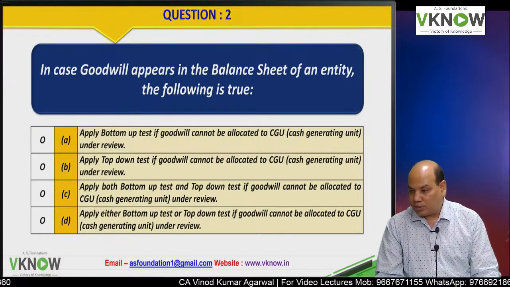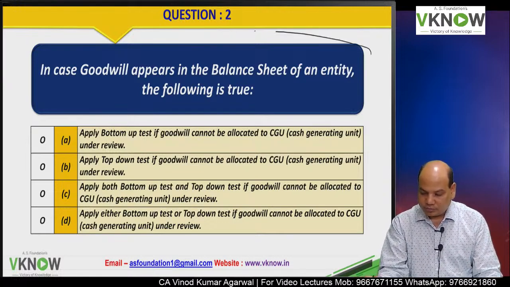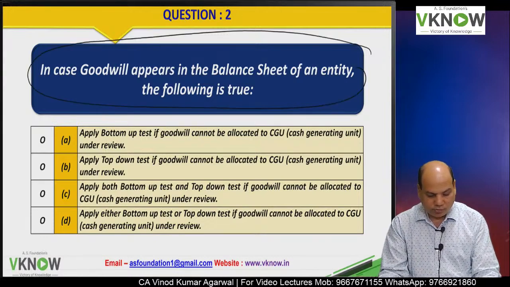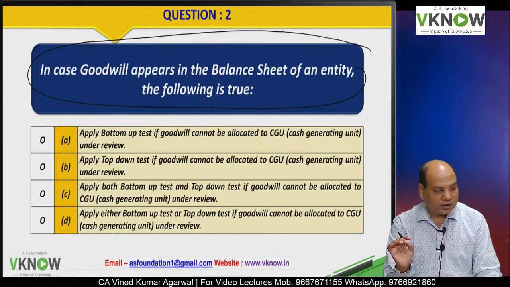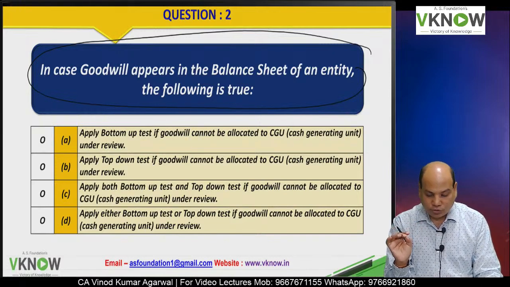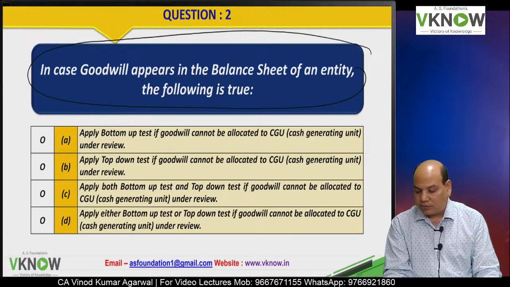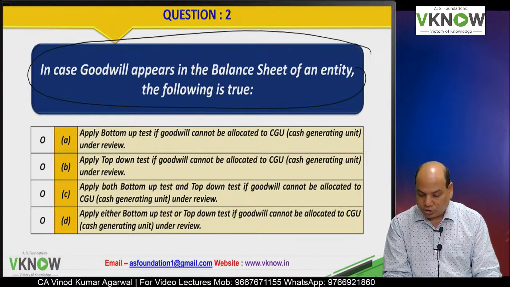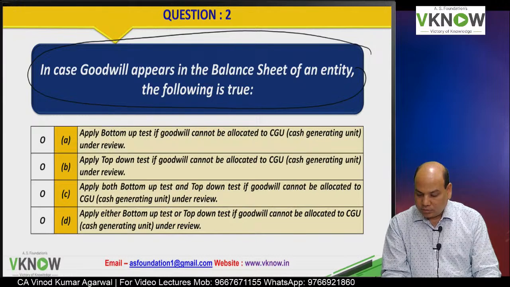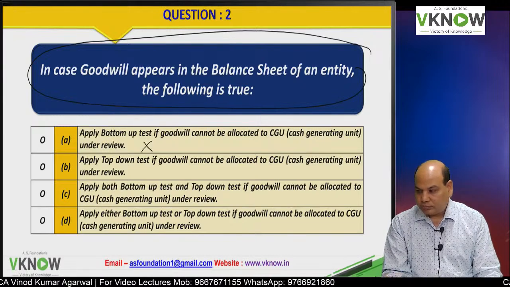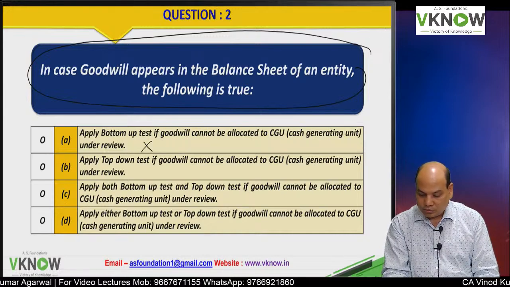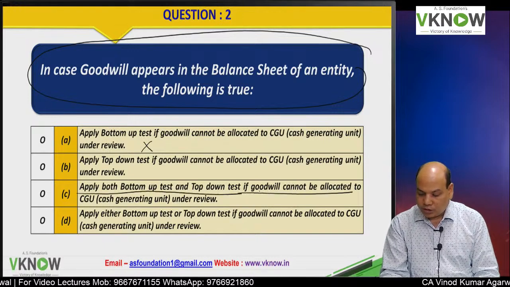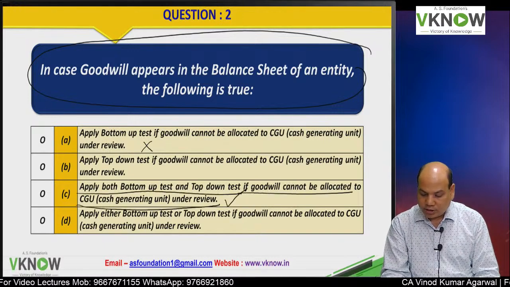In case goodwill appears in the balance sheet of the entity, which of the following is true? So this we have discussed. I have given a graph also. Apply bottom up test if goodwill cannot be allocated to CGU. Then this is a wrong statement. Apply top down test if goodwill cannot be allocated. Apply both bottom up test and top down test if goodwill cannot be allocated to CGU. This is the right answer.